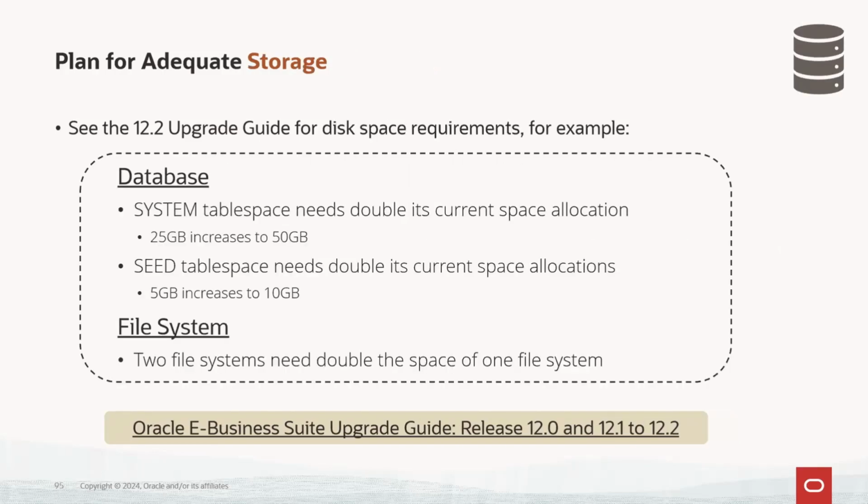In terms of planning around adequate storage, that's a little more straightforward. The upgrade guide, for example, will instruct you to double the size of your system table space and your seed table space. And of course, you're now going to need 2 file systems instead of 1 to accommodate the dual file system needed for online patching.